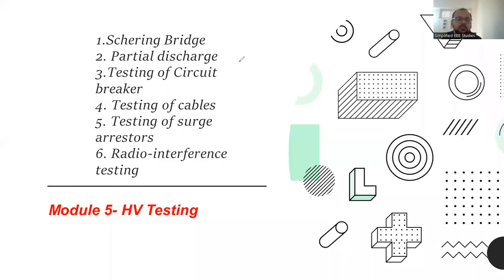I would like to move further to module 5, which deals with high voltage testing. In that, you need to focus on the Schering bridge. How do we measure dielectric loss and loss angle using the Schering bridge? There is one formula for loss angle, tan delta. That also you have to study. The bridge balancing principle, then the derivation also, if you want, you can go through that.